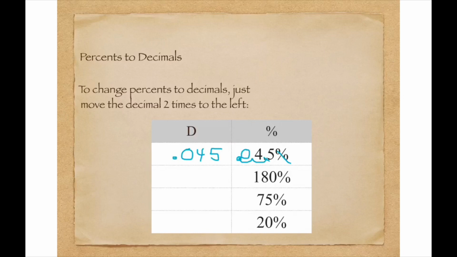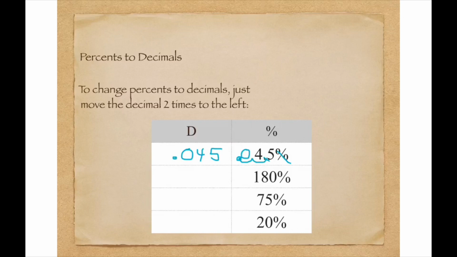I usually have my students just remember a little saying or a little mnemonic, and just keep on saying it over and over again, which is percent to decimal, 2 to the left. Percent to decimal, 2 to the left. Memorize something that you can remember for a test. So let's do the next one.